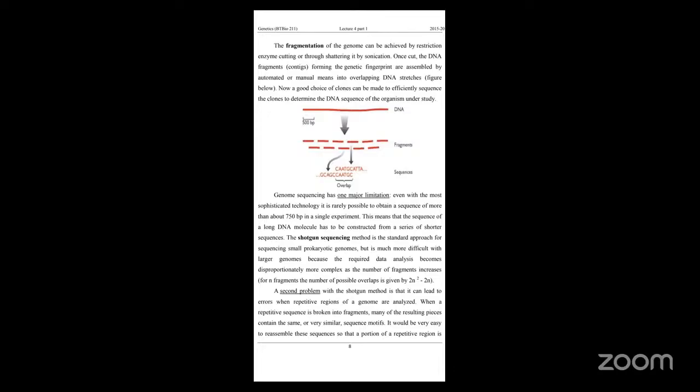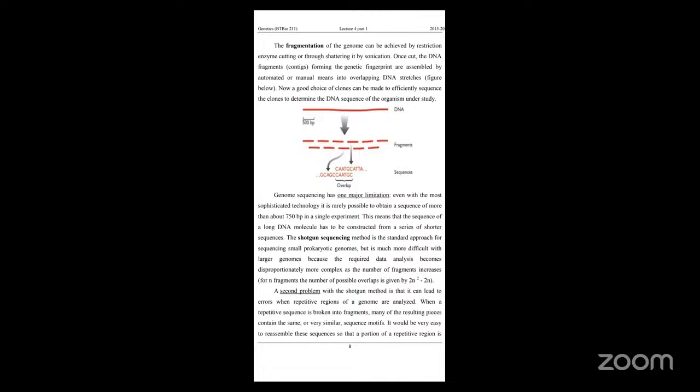Then next, the shotgun sequencing method is the standard approach for sequencing small prokaryotic genomes, but it is much more difficult with larger genomes because the required data analysis becomes more complex as the number of fragments goes on increasing.